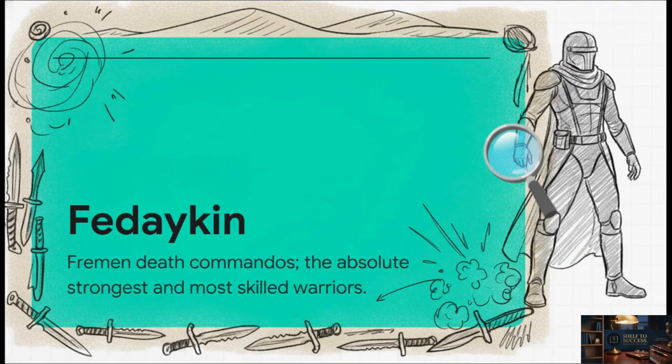Instead of being a Sayadina, movie Chani identifies proudly and purely as a Fedaykin. These are the Fremen death commandos, absolutely the strongest and most skilled warriors on the planet. By making this specific change, the film really emphasizes Chani's deep, grounded ties to the physical survival of her people, completely separating her from the shadowy religious manipulation happening all around her.